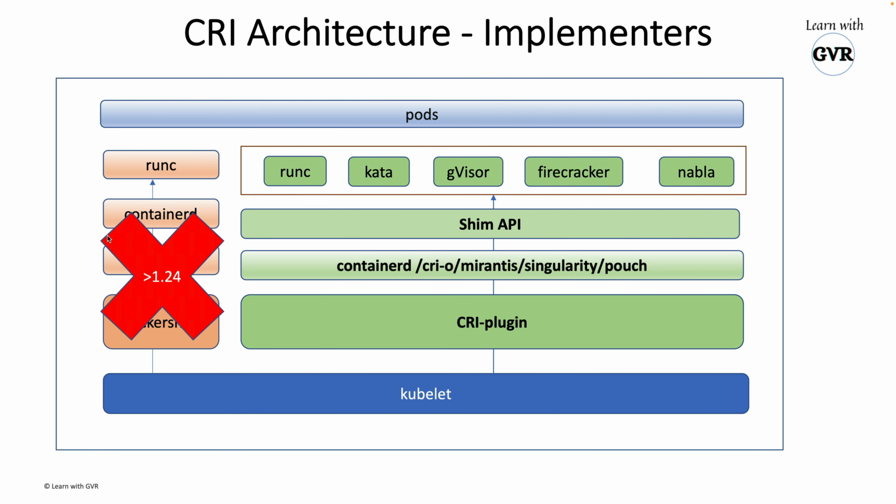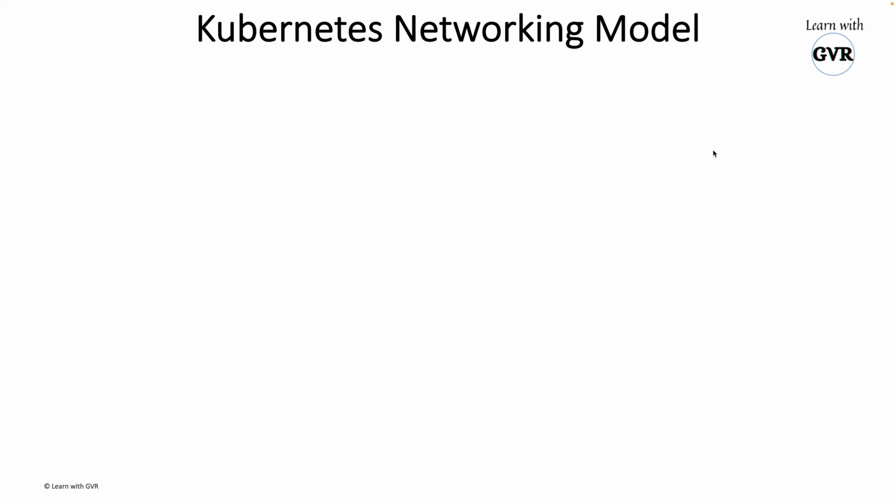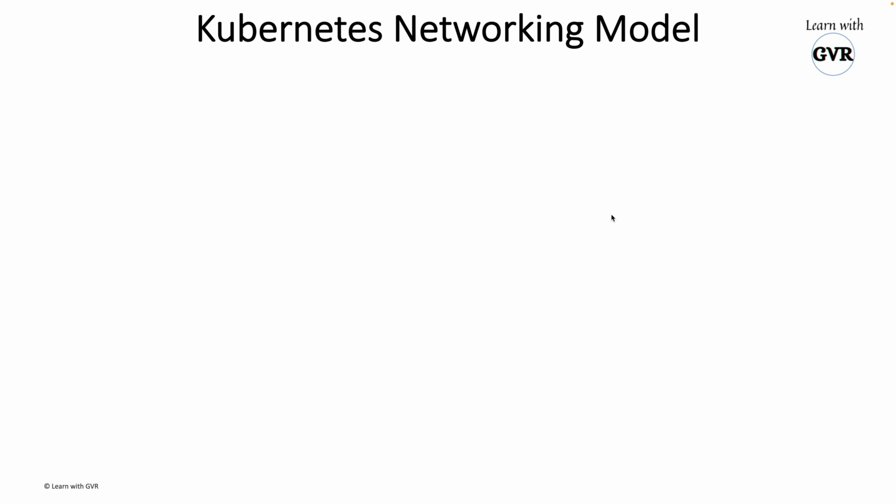After Kubernetes 1.24 onwards, this got removed and a CRI plugin was introduced, which talks to various container runtimes, followed by the shim API, which is followed by the various types of containers, right? And we also learned in the previous session about the containerd architecture, and the ctr tool as well. So before going to today's topic, we need to understand what the networking model is.